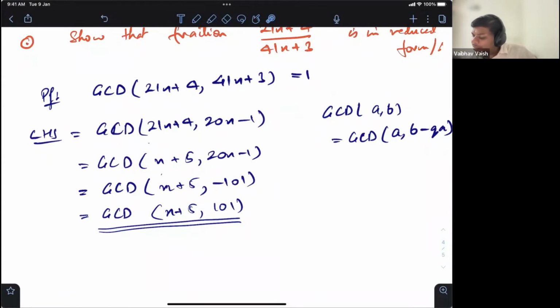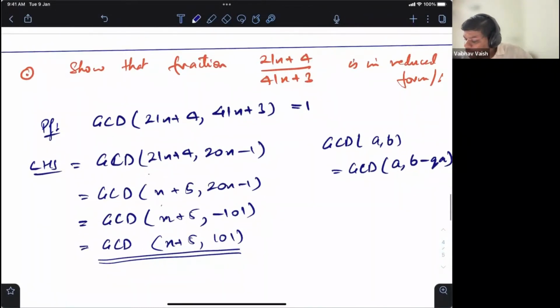Have I made a mistake in calculation somewhere? I hope I've not made a mistake. 21n plus 4, 41n plus 3. I subtract this. 41 minus 21 is 20. 3 minus 4 is minus 1. And I get n plus 5 and 20n minus 1. And then I look at, yeah, so this seems fine.